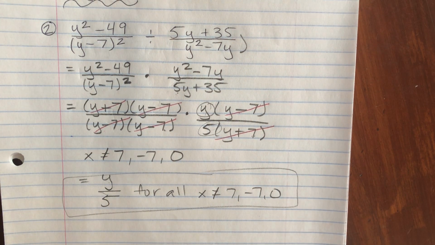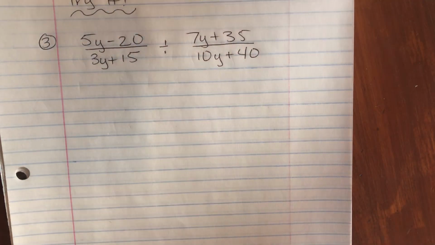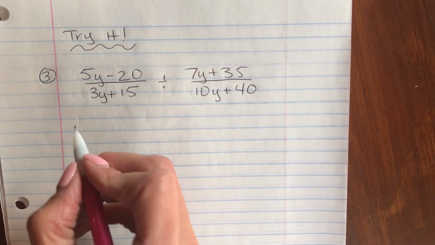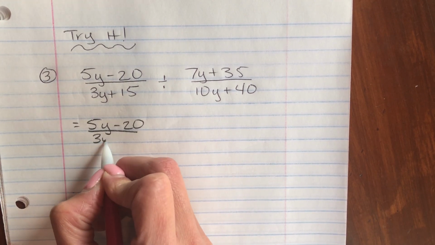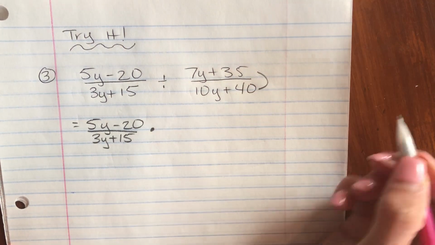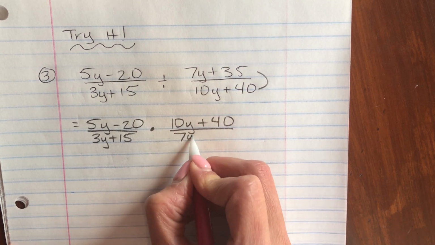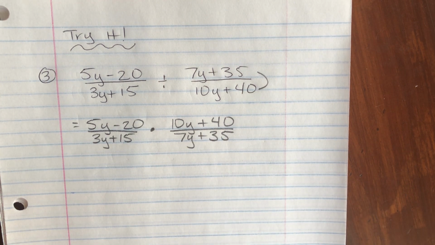All right, try another one. Last one. Try that one. All right, what do we do first? Keep, change, flip. Keep the first fraction. Change division to multiplication. Flip the second fraction. All right, keep, change, flip is done.